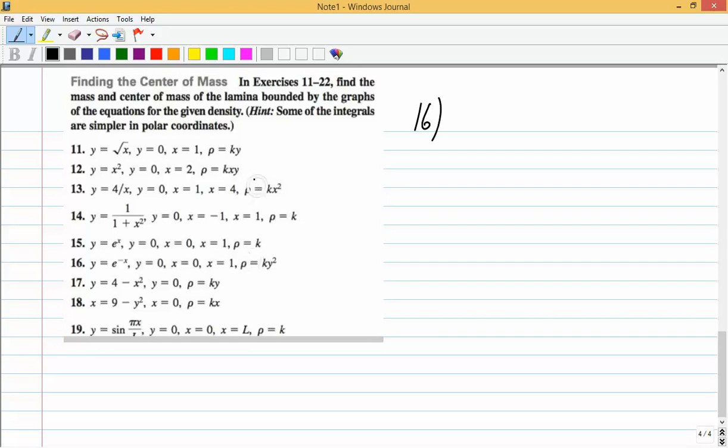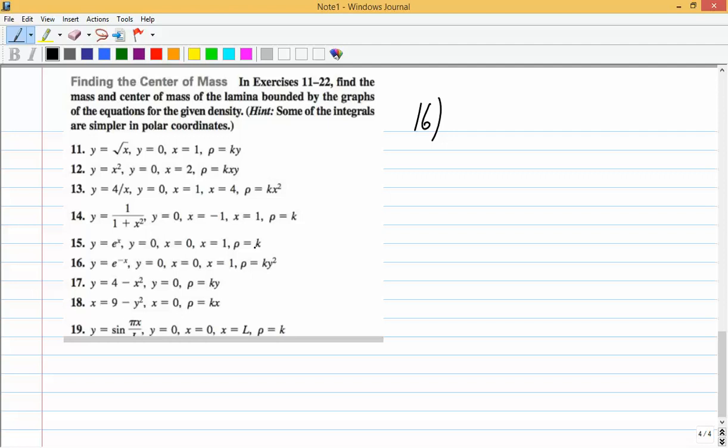Notice that the density here has k times x y, is different, of course, but what is k going to be understood to be? A constant. Okay. So just let k go along for the ride. I mean, it's a constant, so it just goes along with whatever we do. Okay.